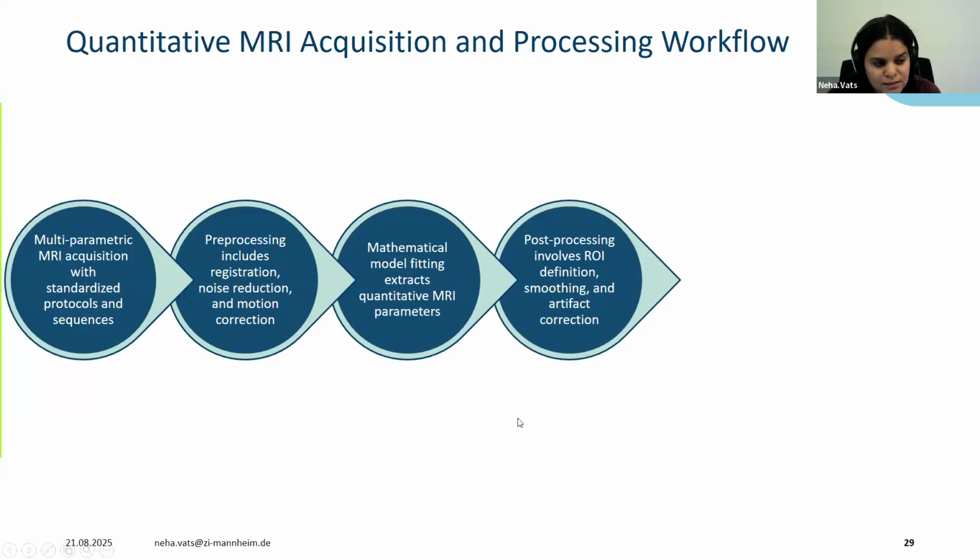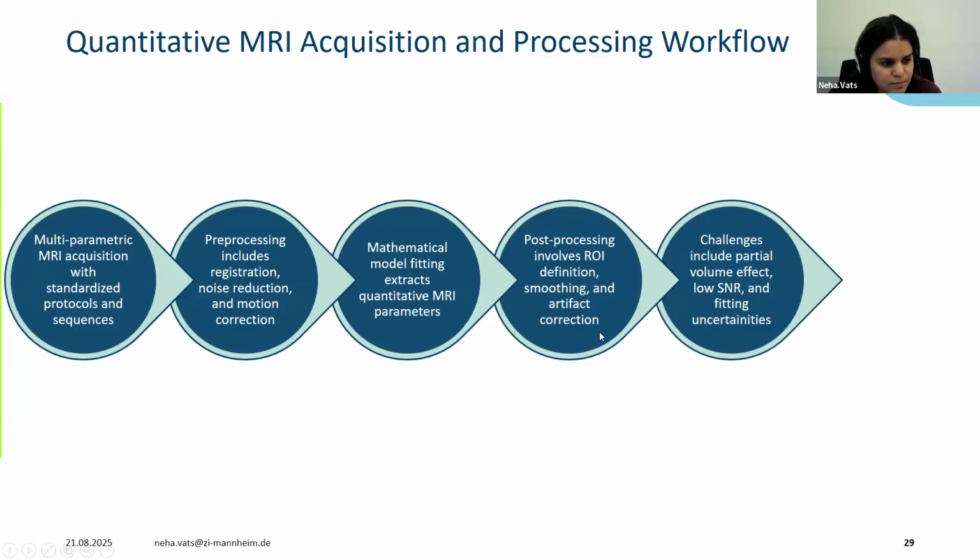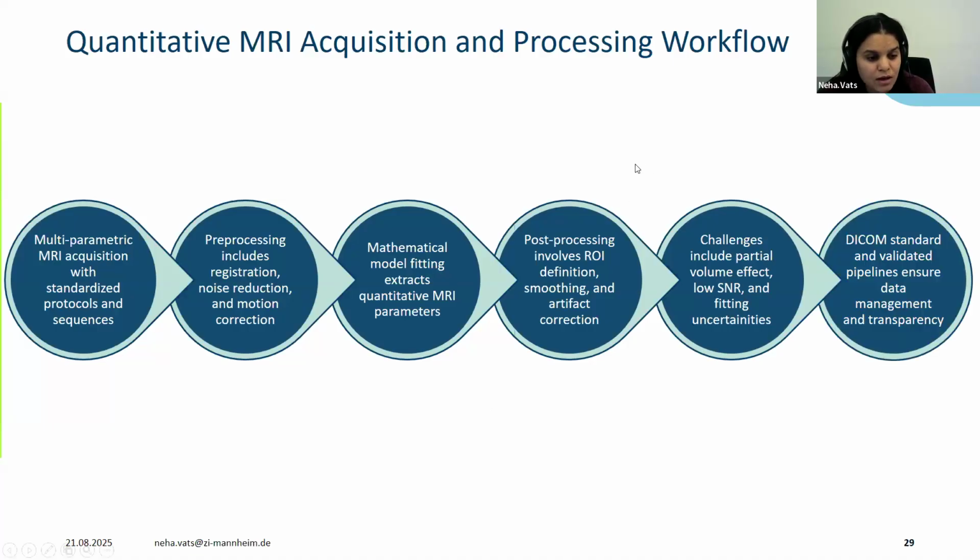Then the post-processing is done that involves ROI definition, smoothing, and artifact correction of the ROI regions. There are certain challenges associated with this that include partial volume effect, low signal to noise ratio, and fitting uncertainties in these quantitative MRIs. Then DICOM standard and validated pipelines ensure data management and transparency. So this quantitative image acquisition is a complete workflow.